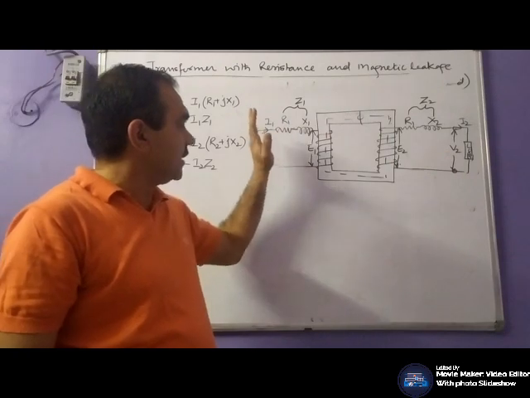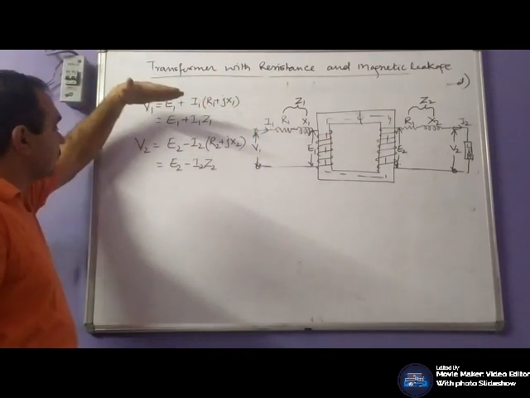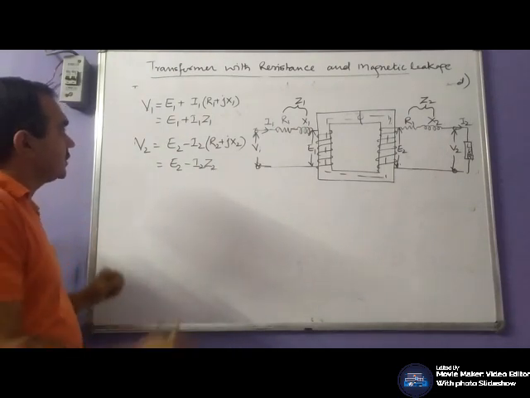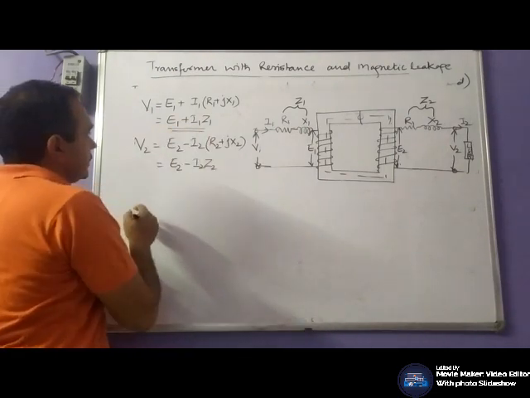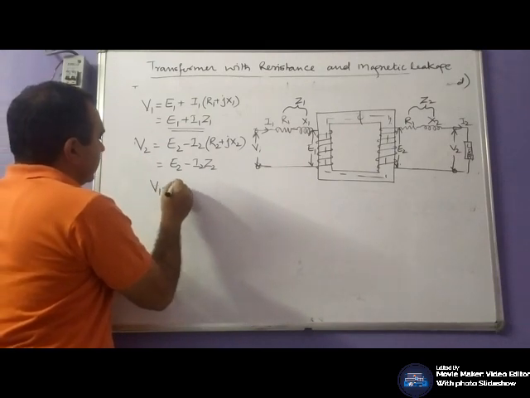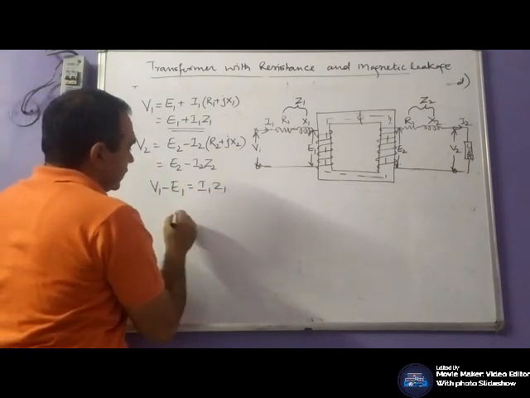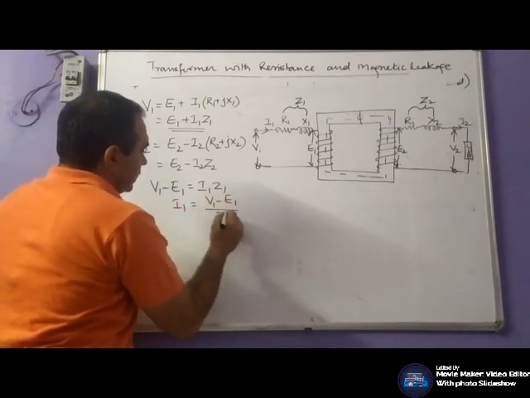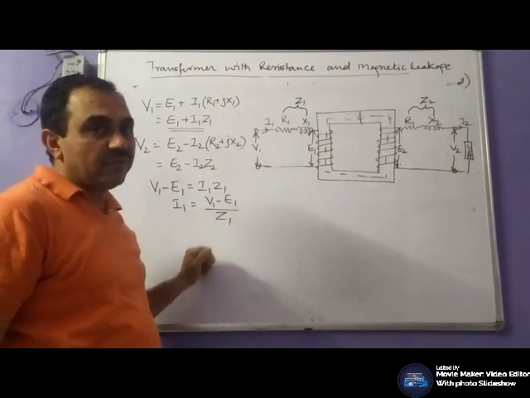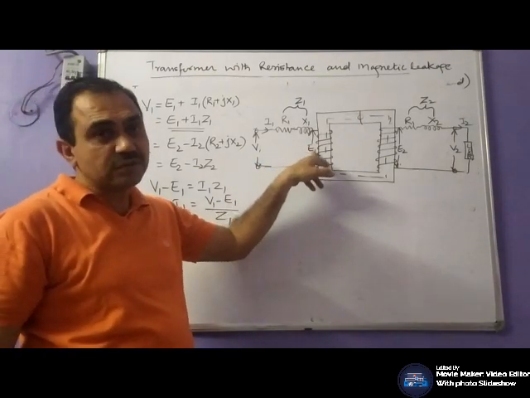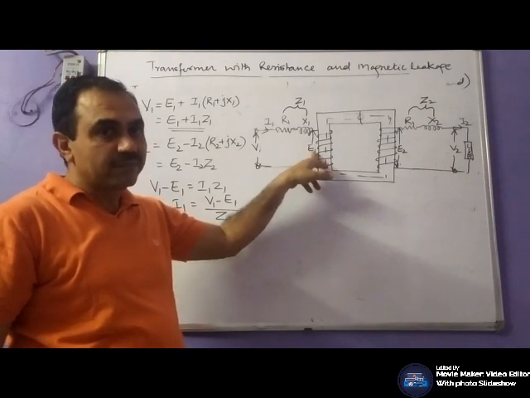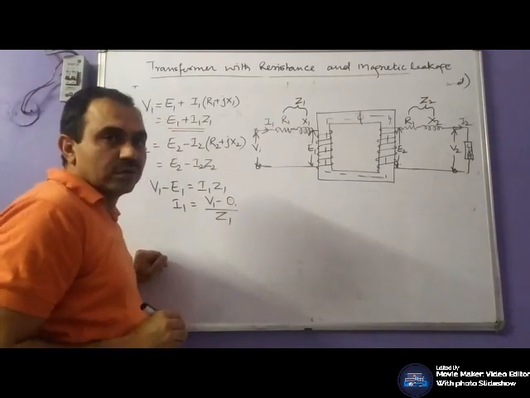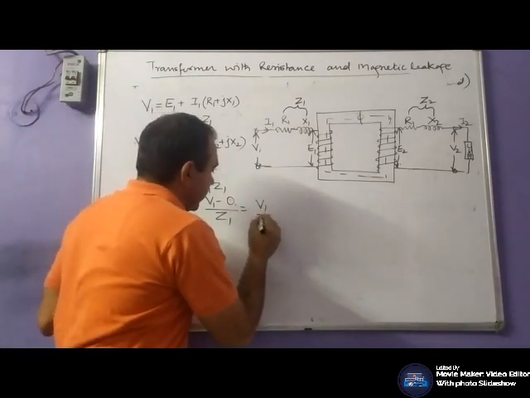What happens when you apply rated DC? For example, on the primary side, you apply rated DC. So what happens? V1 minus E1 is I1 Z1, or I1 is V1 minus E1 by Z1. Now when you apply DC, there will be no induced EMF, no back EMF. So this back EMF would be 0, and this will become V1 by Z1.